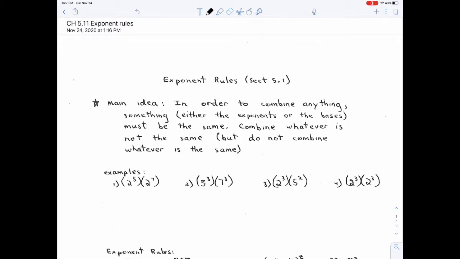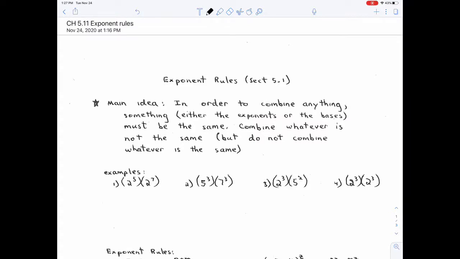I'm going to write something on the board here, but don't write it. Okay, the 5 is the base and the 2 is the exponent. So something, either the bases or the exponents have to be the same. Whatever's the same, you don't touch it. Do not do anything to it. It's got to stay the way it is. What you combine is whatever is not the same. So let's take a look at 4 examples, and hopefully I'll make this clear.